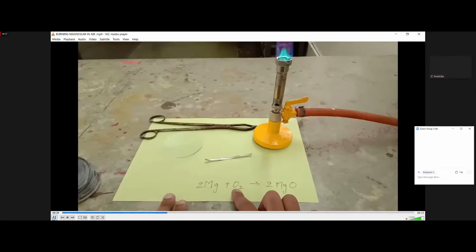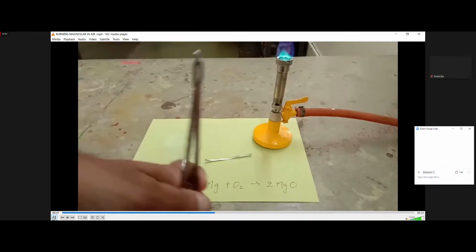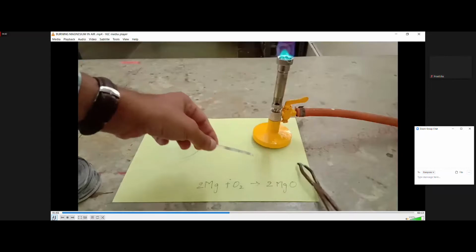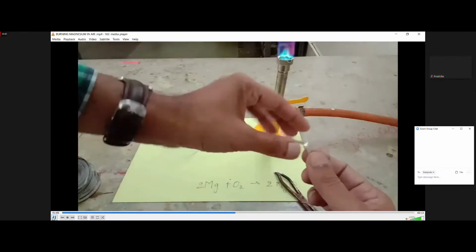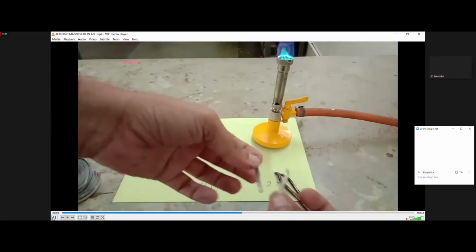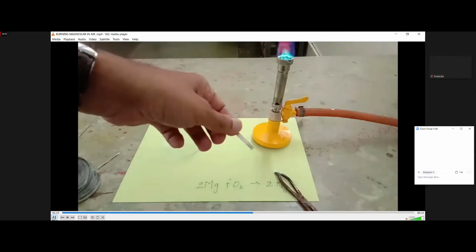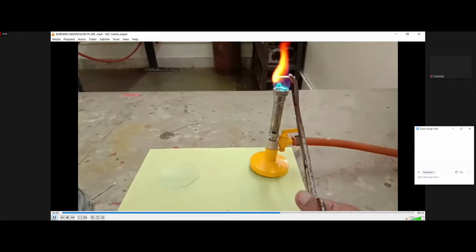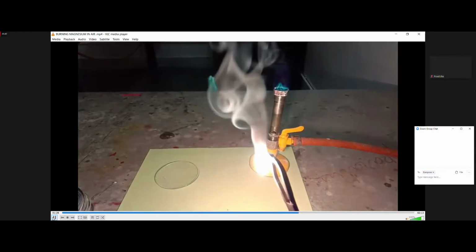After initiating this reaction, you will see that the magnesium burns in the presence of oxygen to form magnesium oxide, and burns with a brilliant white flame. That is called a dazzling white flame. Let's try the experiment. Here I am going to hold this magnesium ribbon. We don't require a very big piece of magnesium. Observe that, it's burning. You can see it's a brilliant white. Magnesium burns with a very bright white flame.